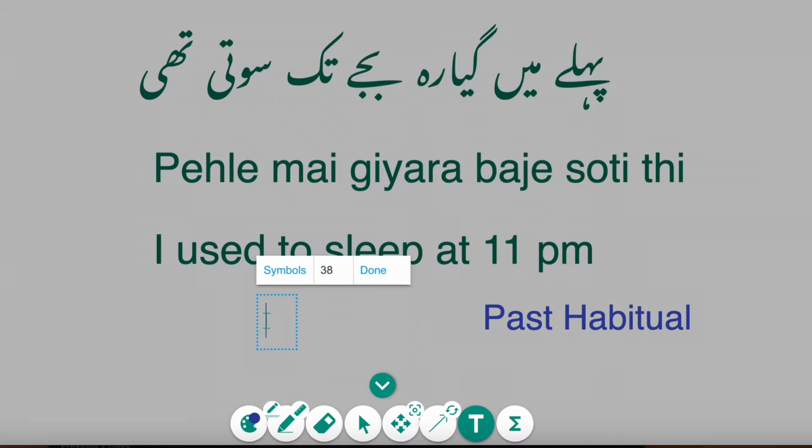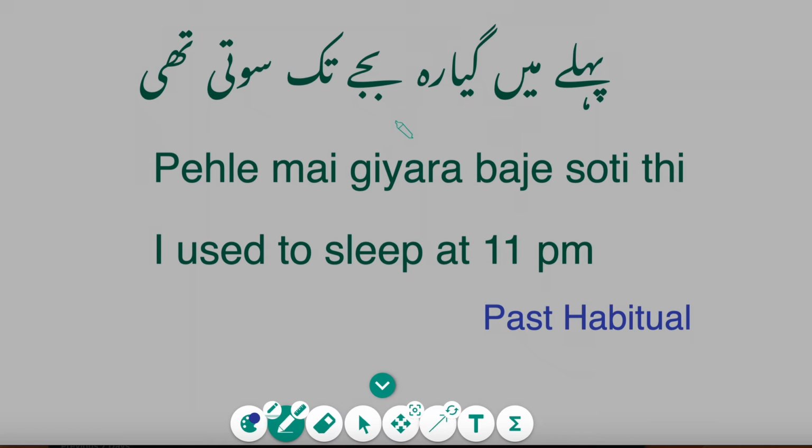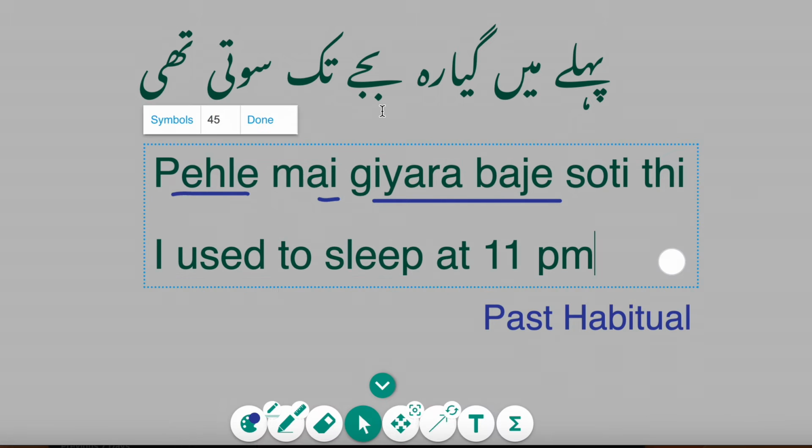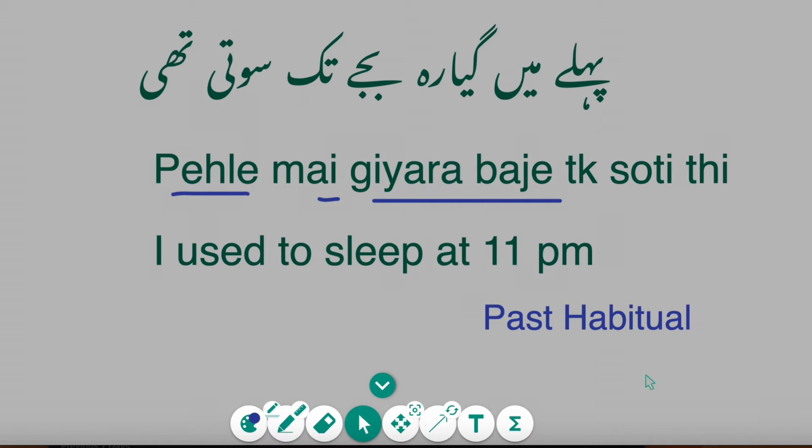The next one would be the past habitual tense, which is something that happened in the past and used to happen. So पहले मैं 11 बजे तक सोती थी. Before or a while ago, I used to sleep at 11 o'clock. Tak means till or until.